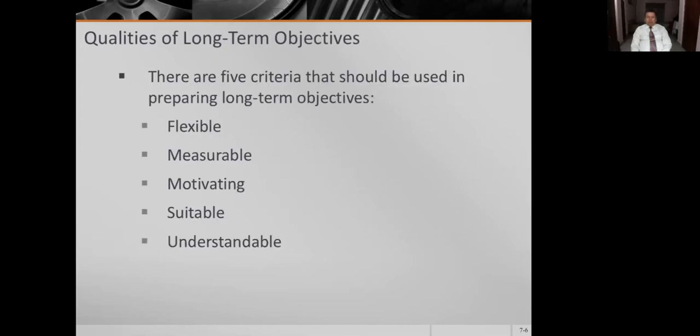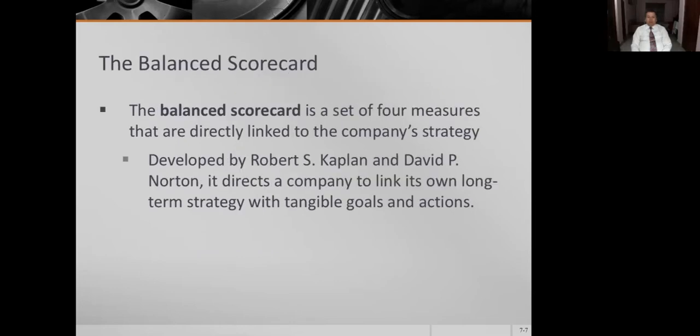So it should be flexible, measurable, motivating, suitable, and understandable. Vague definitions and vague ideas are not good to actually be the objectives. And then one idea that emerged on this perspective is the balanced scorecard. Can you actually have a total view?